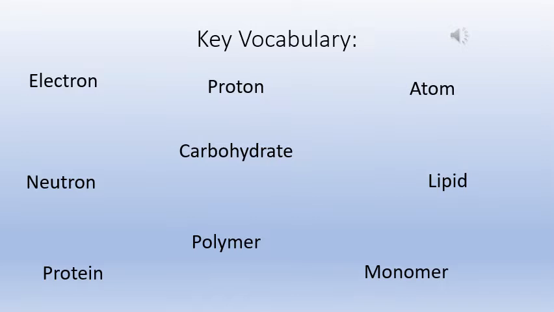Firstly, we'll go for atoms, protons, neutrons, and electrons. An atom is the smallest part of an element. These are made up of protons, neutrons, and electrons. The centre of the atom is made up of protons and neutrons, more commonly referred to as the nucleus. The electrons can then be found orbiting this nucleus.